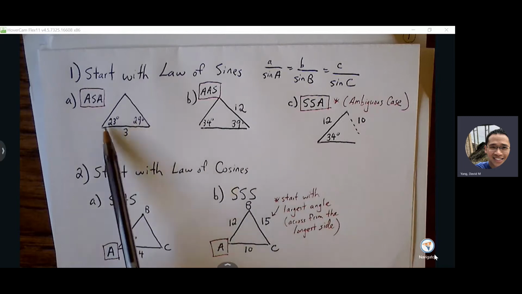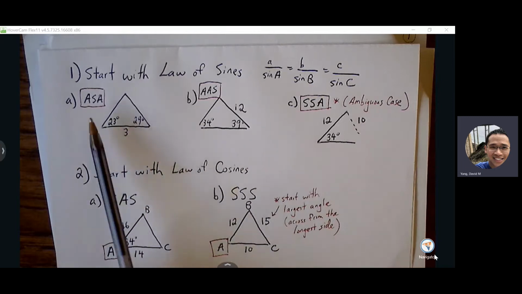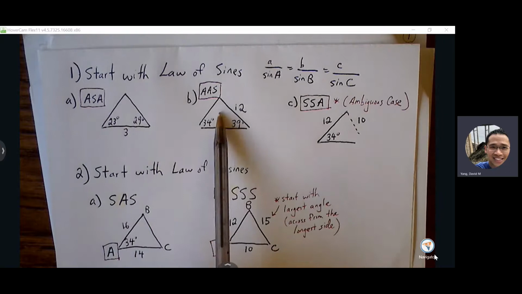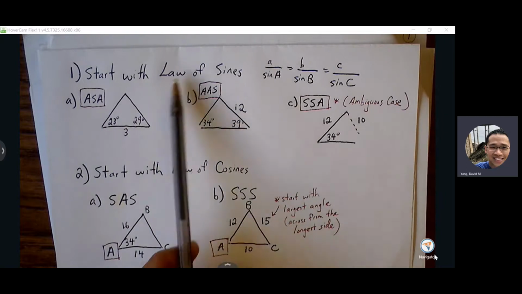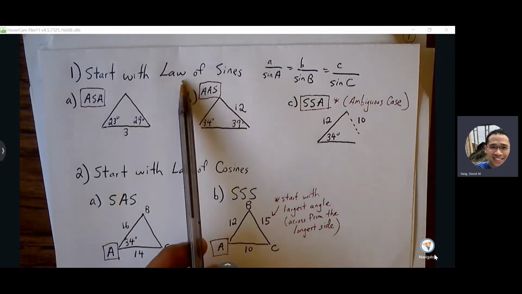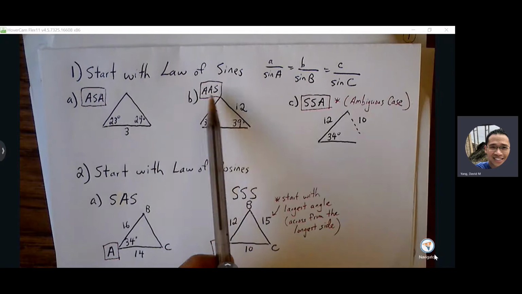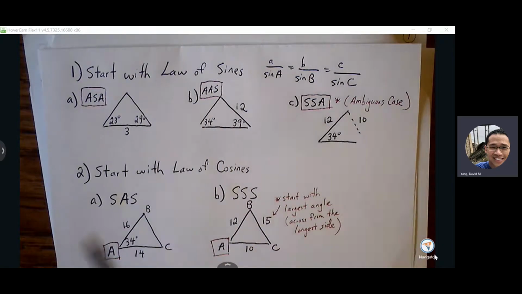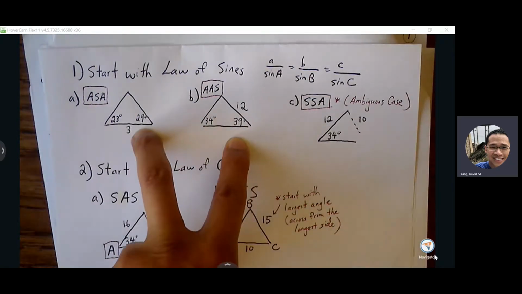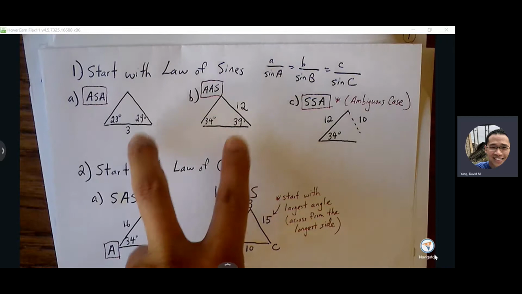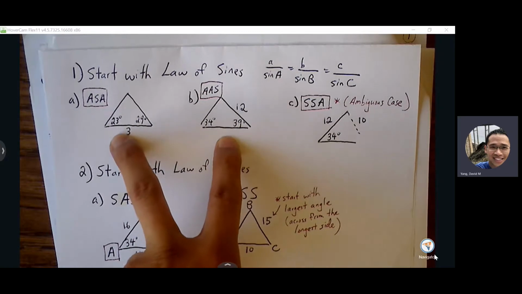The easiest problems are the ones where they give you two angles. Okay, it doesn't matter if it's angle side angle or it's angle angle side. If you see two angles, you know you can just use law of sines, and this is basically what you guys did on the check-in quiz. You showed that you could do this. These are the easy ones.